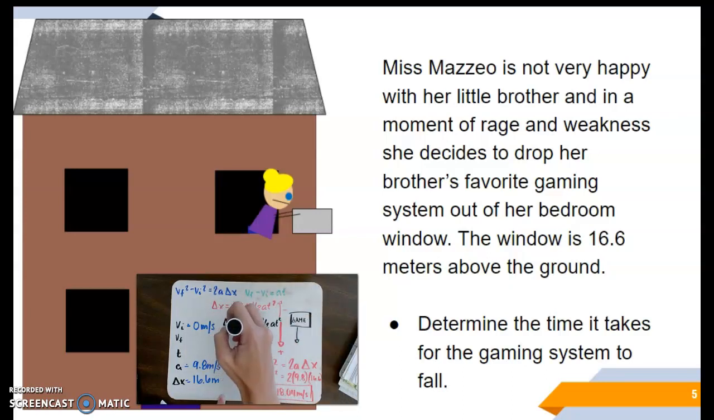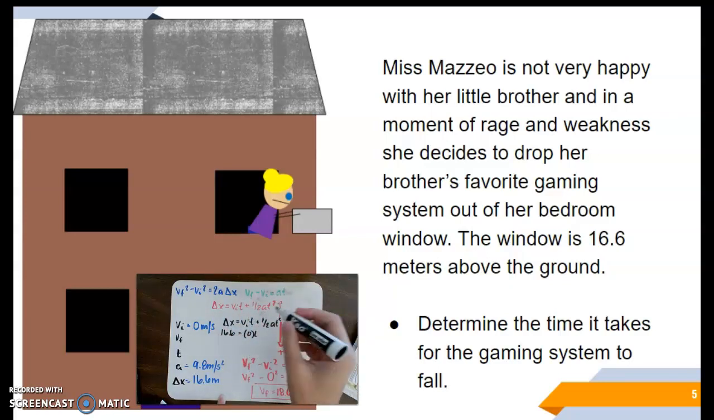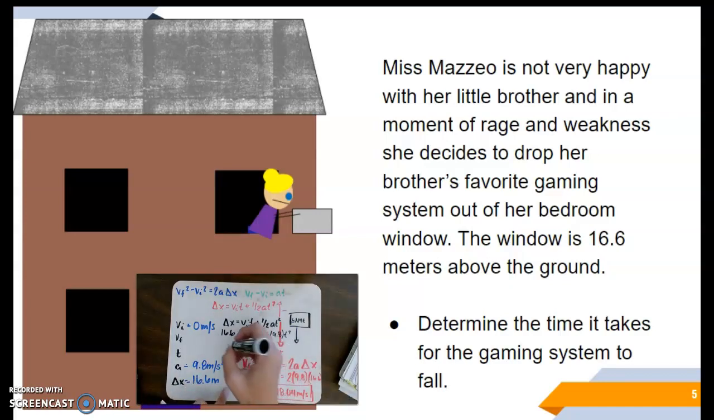So my delta X was 16.6. VI is 0. Looking for T plus 1/2 times 9.8 times T squared. So again, a little bit of math. And you should find that the time that it takes for the gaming system to fall is 1.84 seconds. I'll box that because that is my final answer for that section. And there you have it.